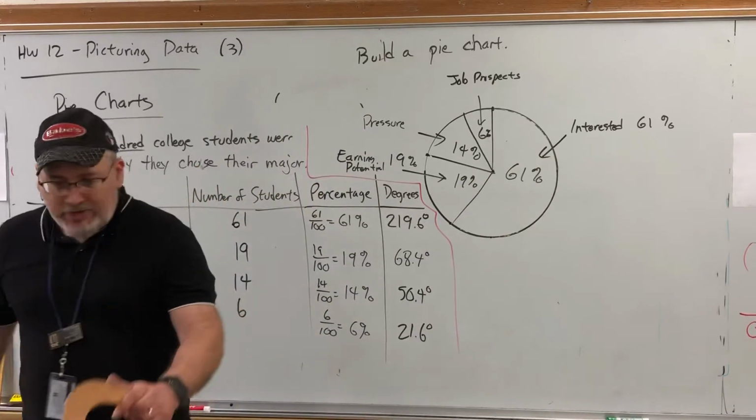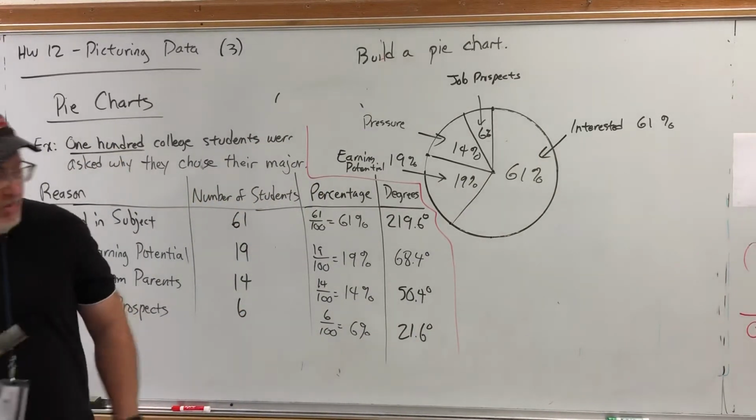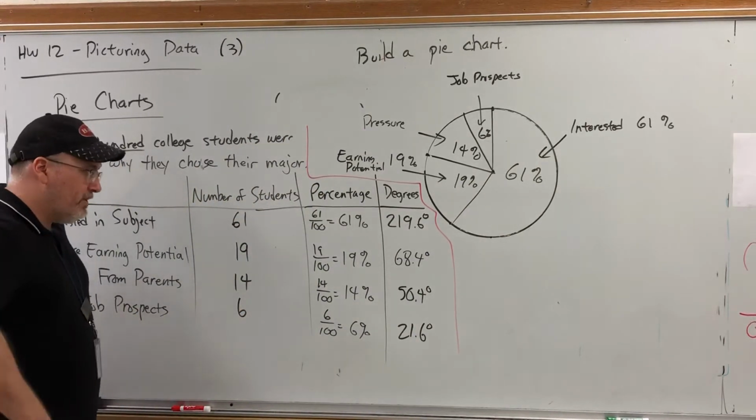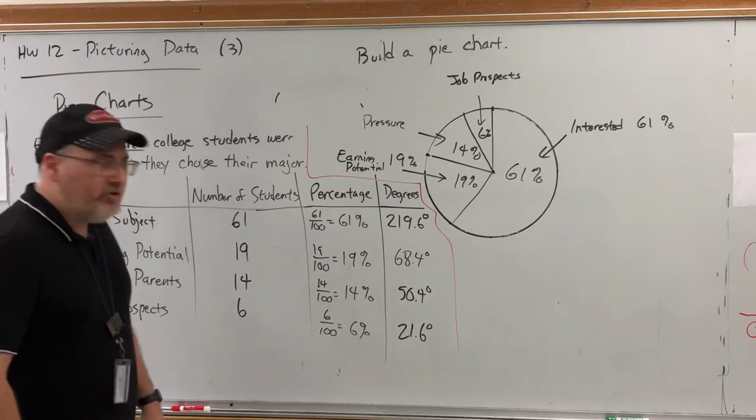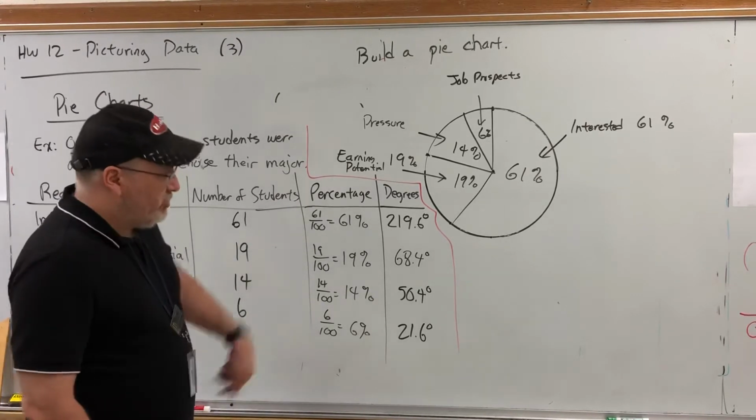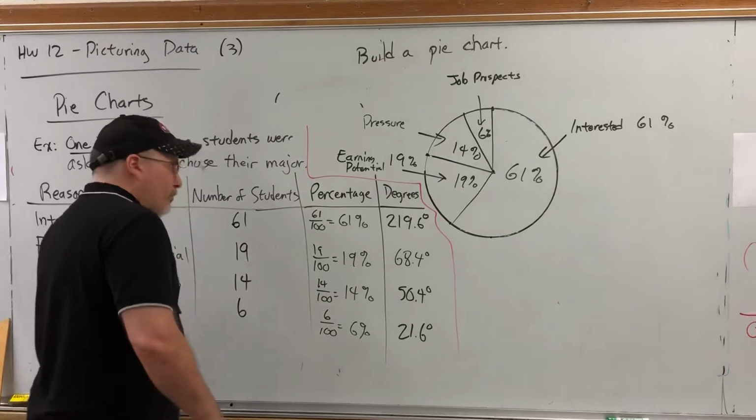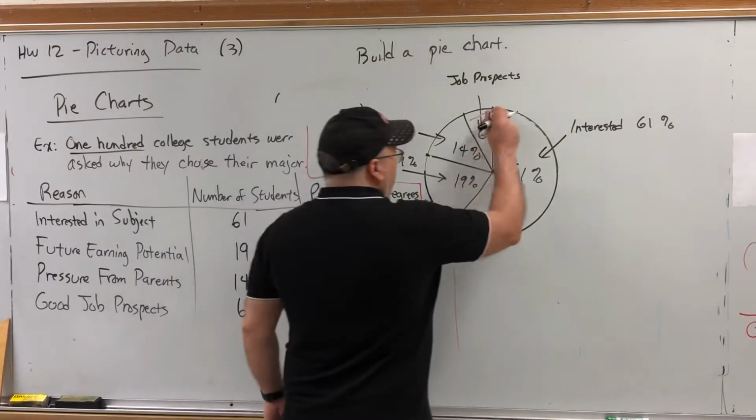So if you're gonna do a pie chart manually, there's a lot that goes into it. You have to calculate the number of degrees based on the percentages for each category. Then you have to measure it off, and you can make it prettier by shading in things different colors.